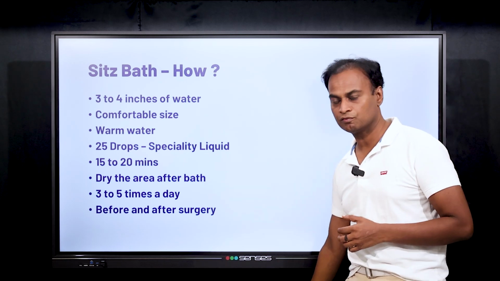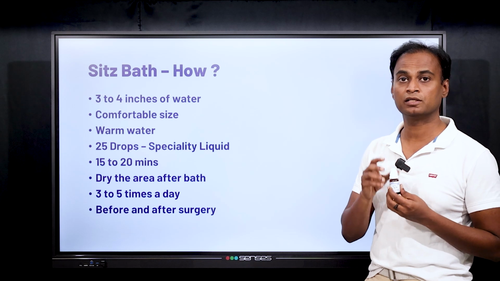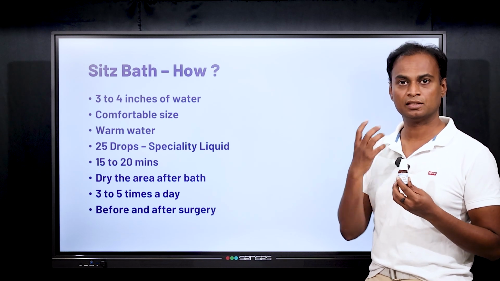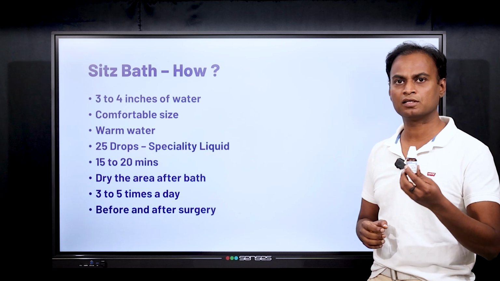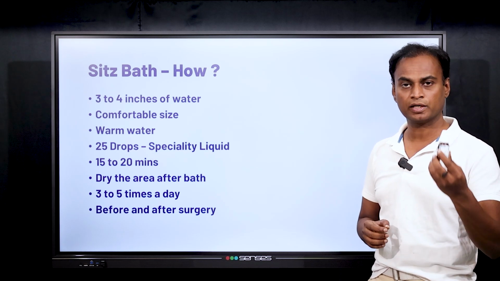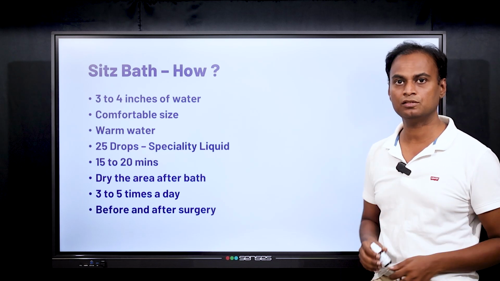What is the importance of this piles liquid? This is very important. It helps you in healing, it helps you in cleaning, it helps you in reducing the pain. There are a lot of properties with this piles liquid. You can take the liquid with us along with the treatment.